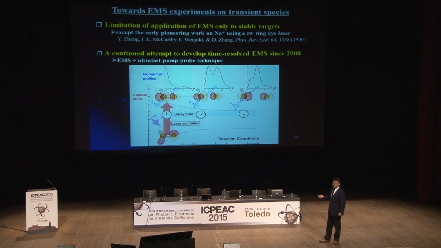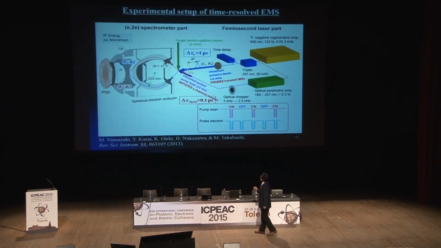Then the system is allowed to evolve for a period of time during which the transient species decays, such as by electronic relaxation, isomerization, and dissociation. Then after a certain evolution time, the transient species is probed by EMS using an ultra-short pulsed electron beam. This is the experimental setup of time-resolved EMS.